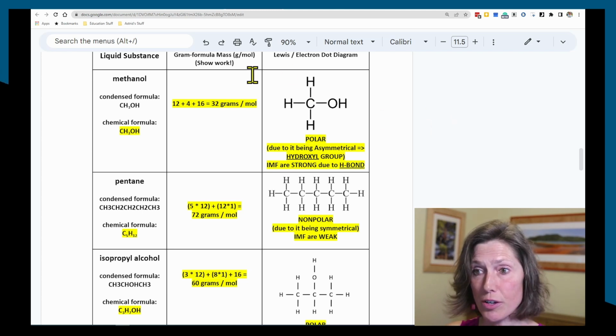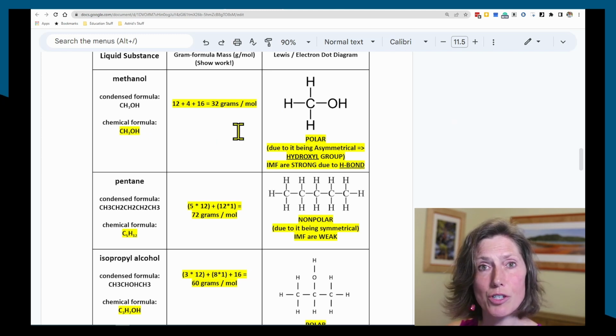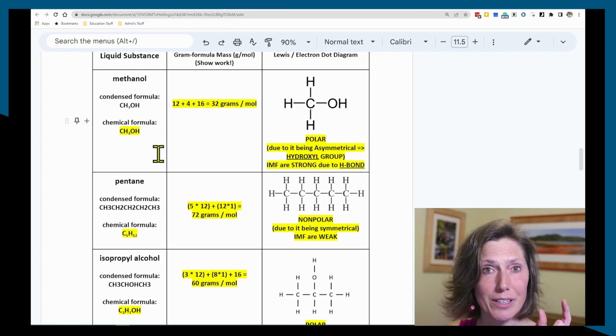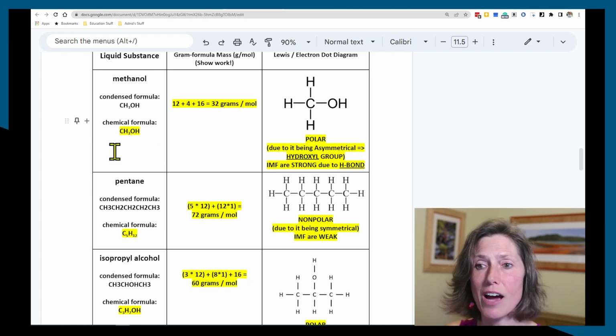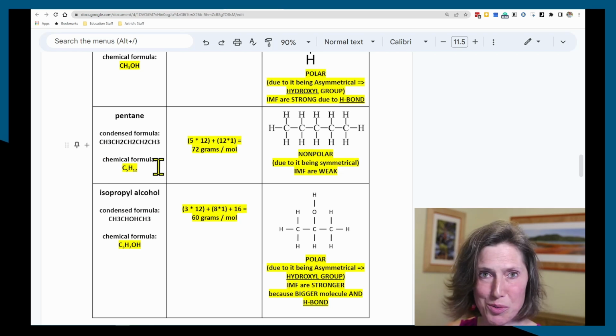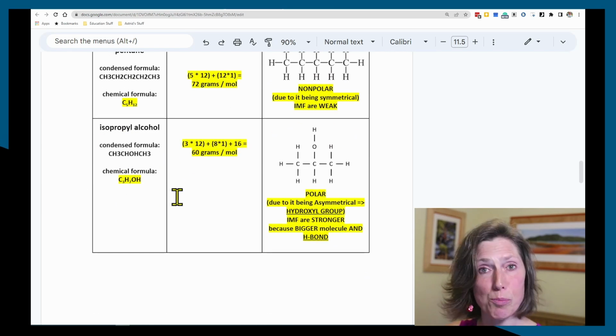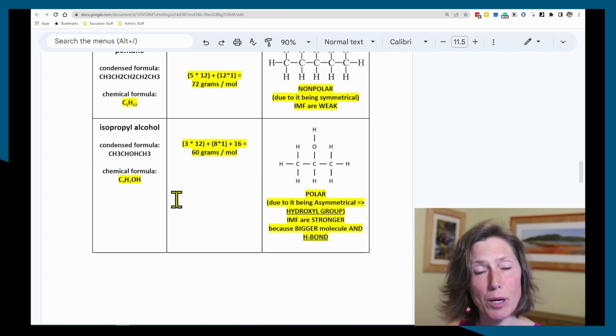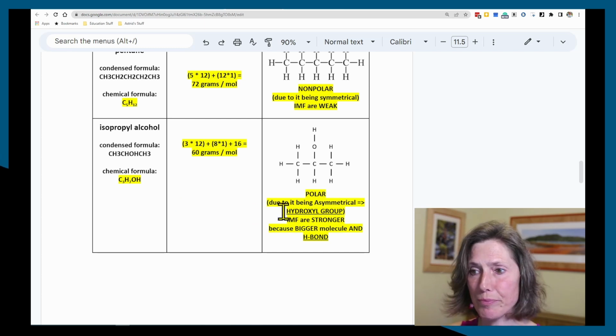Besides the structure, they will also calculate the molar mass or gram formula mass of the 3 different substances and take a look at the chemical formula and see if there's a functional group present within the given substance. Methanol obviously has a hydroxyl group. Pentane is just a simple hydrocarbon. And isopropyl alcohol or rubbing alcohol also has the hydroxyl group, but it's a longer molecule.